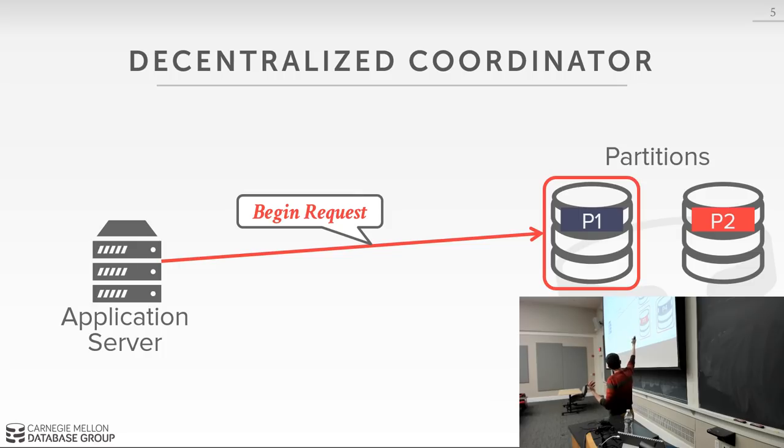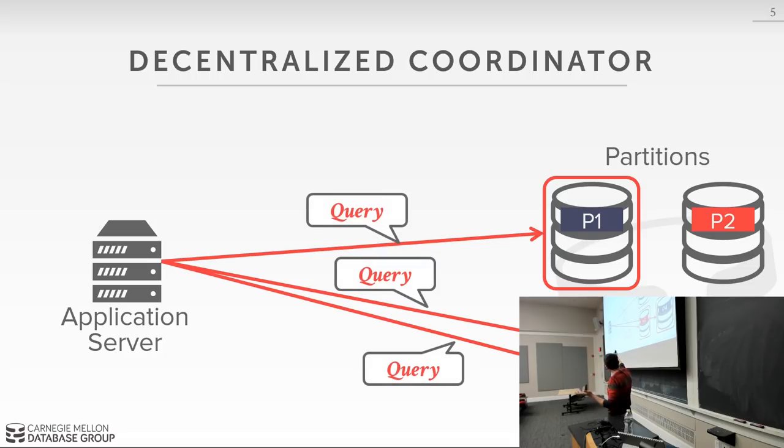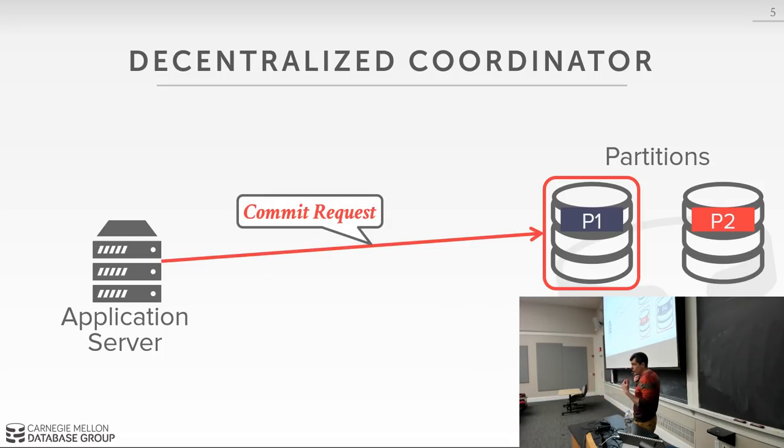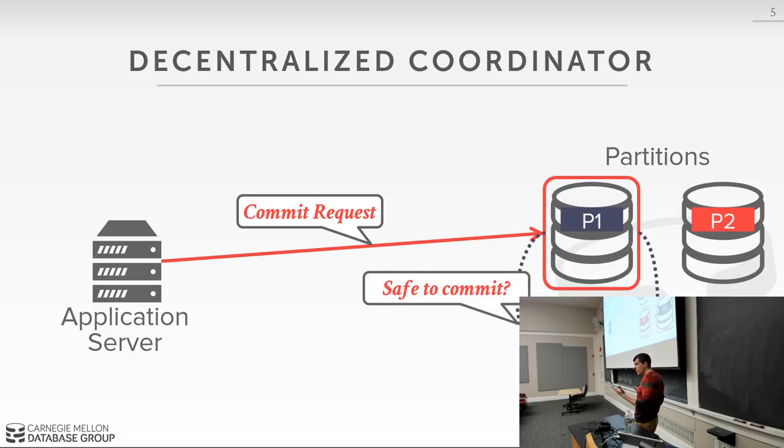So we go to the first node and we say, hey, we want to start a transaction. Once we get the acknowledgement that we're ready to go, then the application server can send whatever query request it wants to the different partitions. And then when it wants to commit, it sends a commit request to its base partition. And then this base partition is responsible for communicating with the other nodes that it knows are involved in the transaction to say, hey, is this transaction allowed to commit?